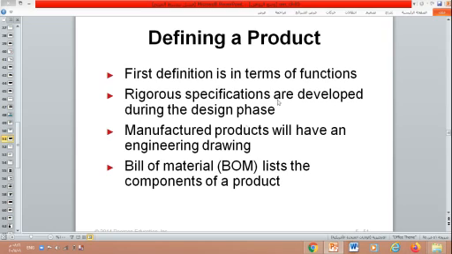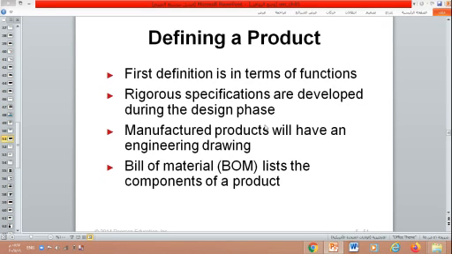Specifications for these products should be developed within the design phase. The equipment, the layout, and the human resources cannot be determined until the product is defined. At this stage, we set the precise specifications of this product, of course in the design phase.